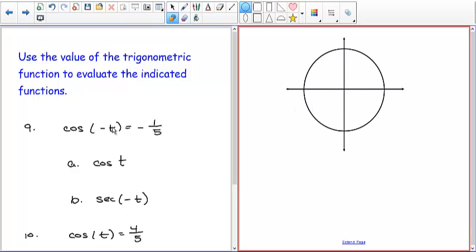So remember, when you have a negative sign here, you reflect across the x-axis. So let's plot the cosine of negative t, and then we can just flip it over. So you've got a negative. The cosine is negative in the second or the third quadrant. So let's just draw that.